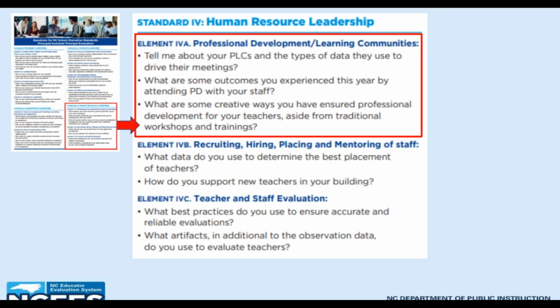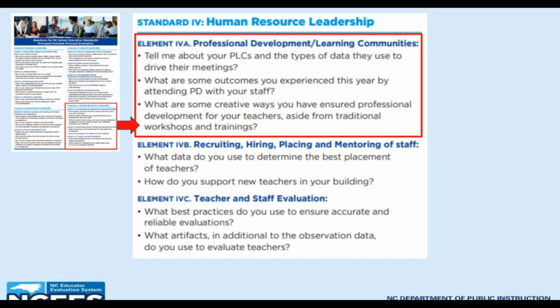The next question, what are some outcomes you experienced this year by attending PD with your staff? Ask yourself, are you attending PD with your staff so you understand the importance of their attendance? Your attendance communicates to your staff that what they are learning is important. And remember, what is important to the principal is important to the teachers. They watch and follow your lead.